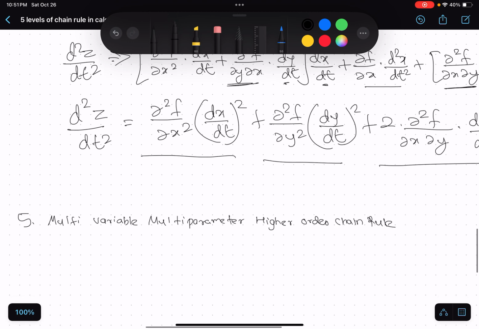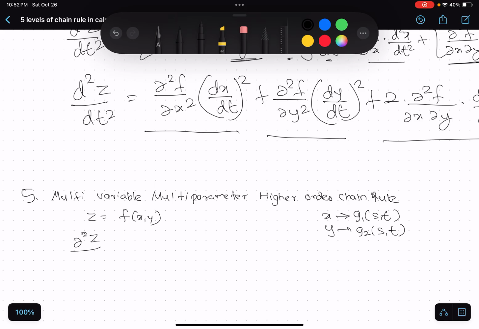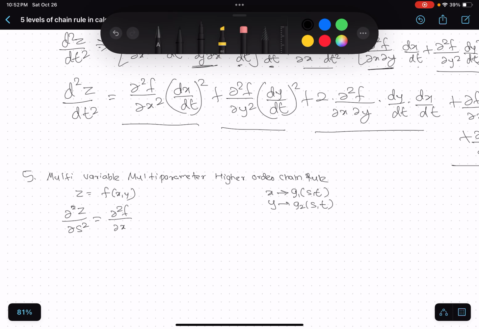Okay, now for this one, let's say z is a function of x and y. Again, x is a function of s and t, and y is a function of s and t. Now if we are considering the partial square z with respect to s, in that case t will just be constant, it won't really matter. You can just go on with the same thing. Over here, instead of dx by dt, they're only partial, to make sure that you make that correction. So this will just be partial square f by partial x square times partial x by partial s whole square. It's the same formula in a different way.